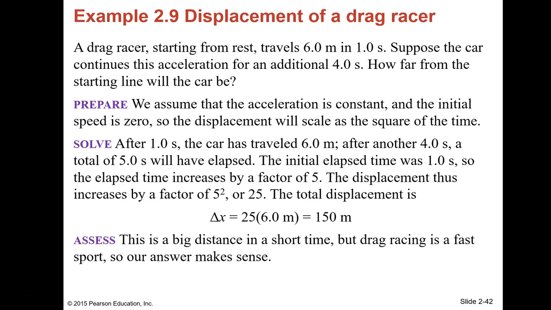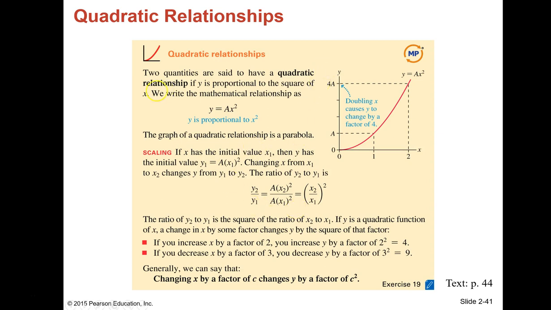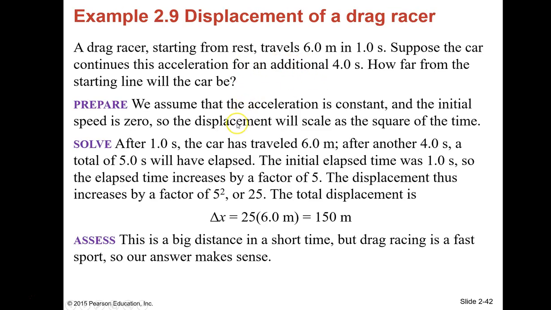So we have to figure out, initially, says after 1 second, the car has traveled 6 meters. After another 4 seconds, so a total of 5 seconds has elapsed. So the initial elapsed time was a second, so the elapsed time increases by a factor of 5. So our displacement then goes up by 5 squared. So our displacement is going to be 25, 5 squared, times 6 meters, which is 150 meters, because of this quadratic relationship between our displacement and our time.